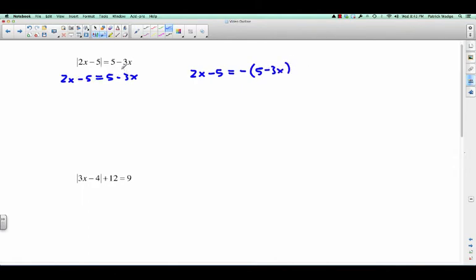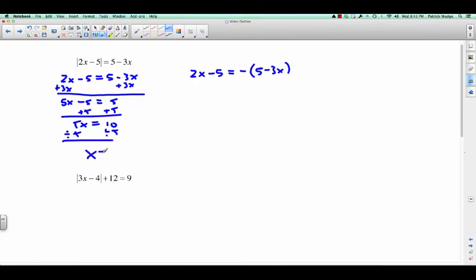To solve these ones, I'd move the negative 3x over, or put plus 3x and plus 3x. I like to do that to keep my x's positive. You could also go minus 2x and minus 2x, but I don't like doing that. So I get 5x minus 5 equals 5. Add 5 to both sides. You get 5x equals 10. Divide by 5 on both sides. You get x equals 2. There's one answer, or potential answer.